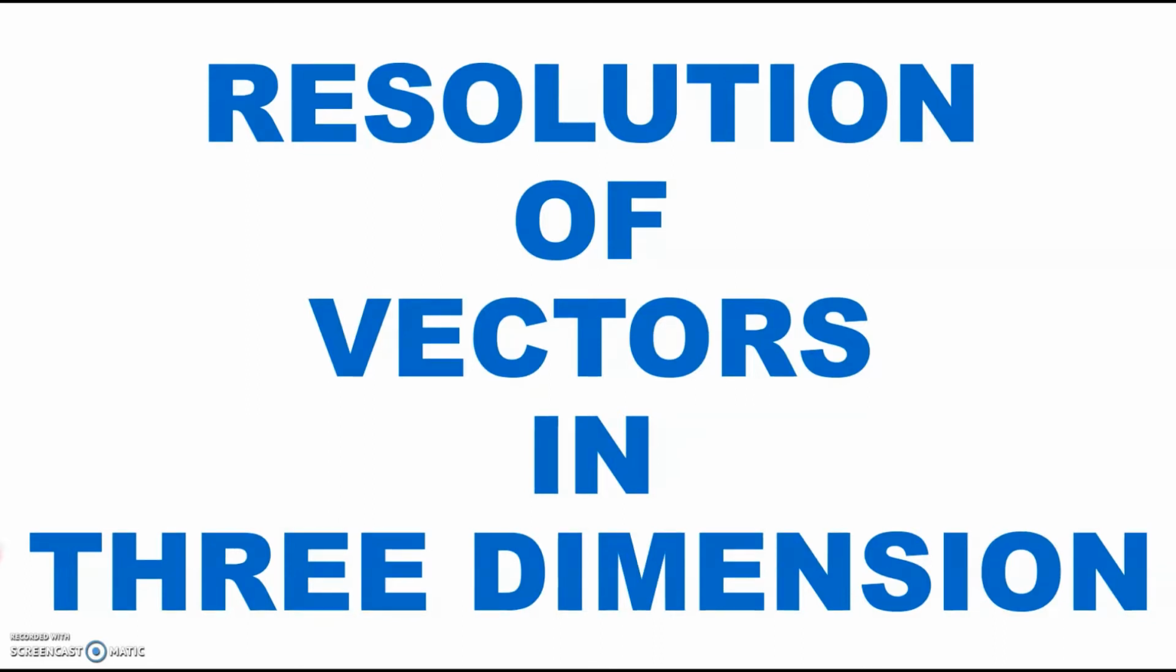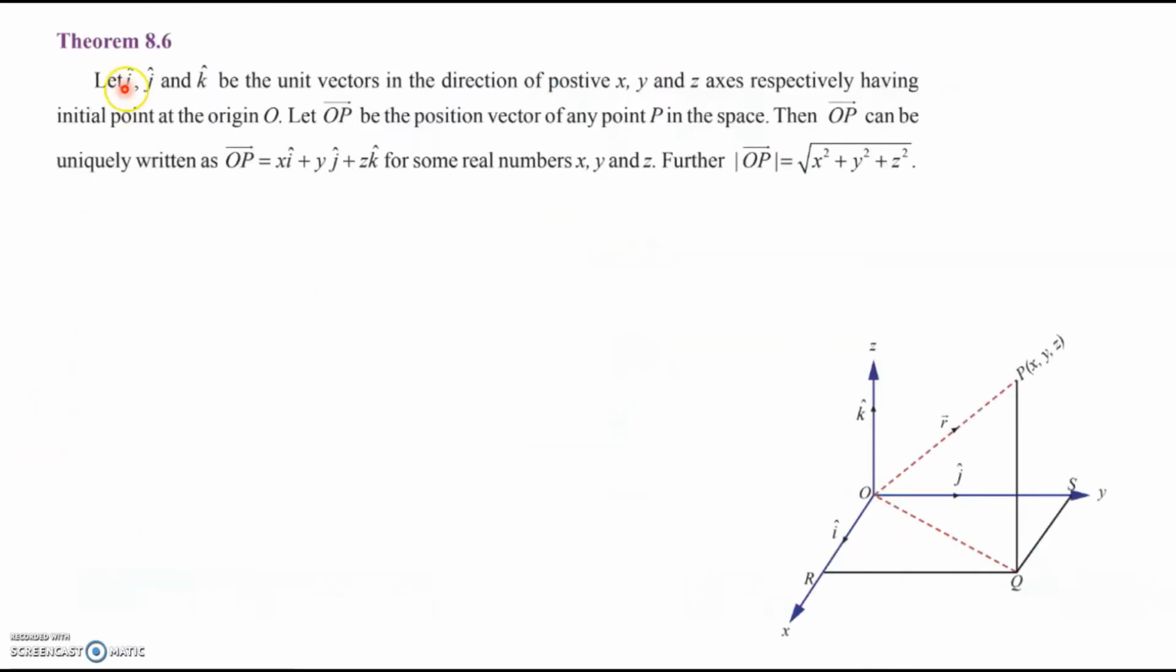In this video, we will see the proof of resolution of vectors in three-dimensional space. So the theorem says that let i cap, j cap and k cap be the unit vectors in the direction of positive x, y and z axis respectively. What does that mean? You have here the x-axis, the y-axis, and the z-axis. In the x-axis, we have the unit vector i cap, in the y-axis, we have j cap as our unit vector, and in the z-axis, we have k cap as our unit vector.